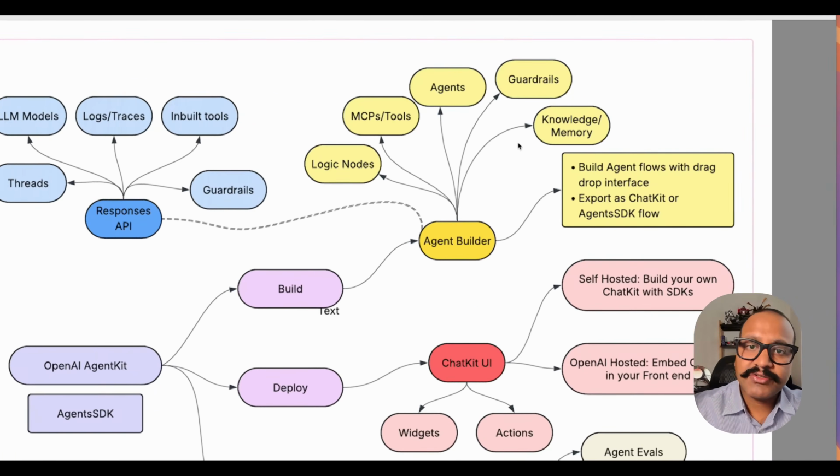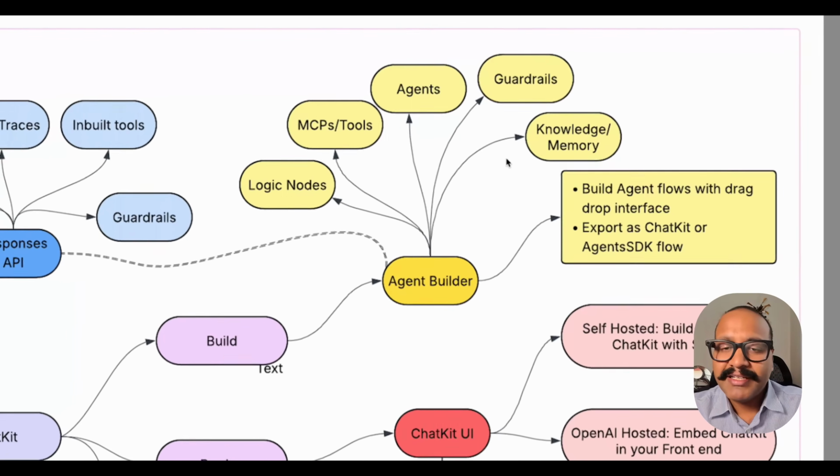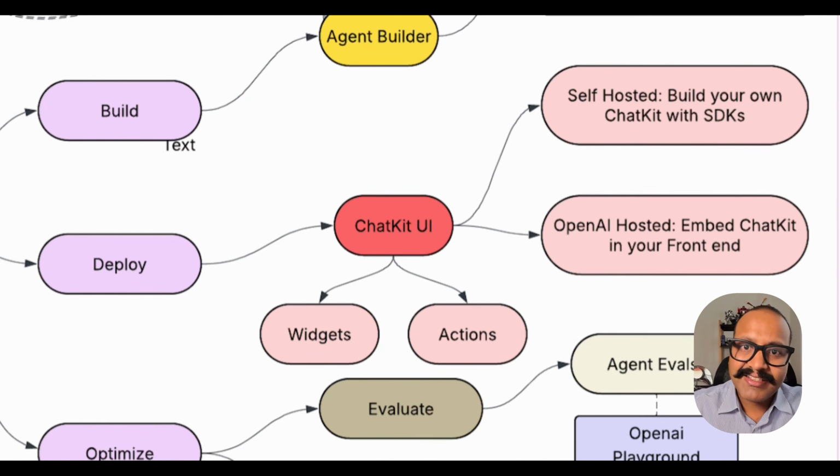Once you've built your agent using the Agent Builder, how do you deploy it? OpenAI's launched a new kit called ChatKit UI. This is OpenAI's embeddable interface into your front end. You can either self-host this and connect using ChatKit's SDK, or you could let OpenAI handle the hosting of your agent itself, get its logs, threads, etc., and just integrate the ChatKit UI to your front end. This way, it takes away developers' pain points in having to handle chat interfaces.